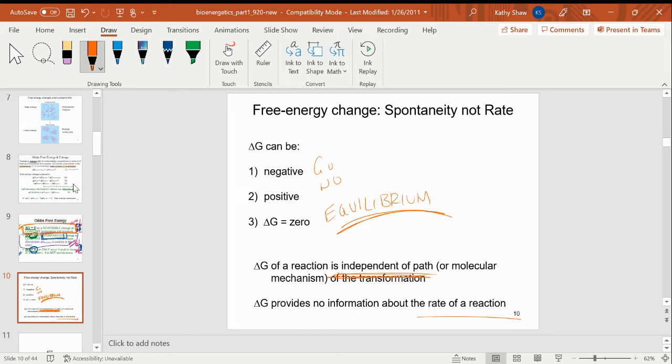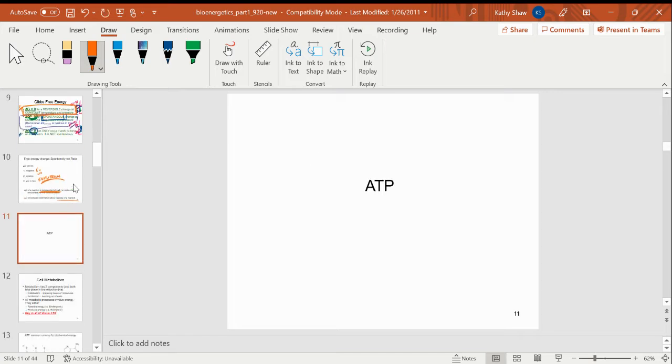Enzymes, on the other hand, are all about the rate of reaction. An enzyme makes the path of reaction easier, and as a result of the path of reaction being easier, it allows you to increase the rate of reaction.